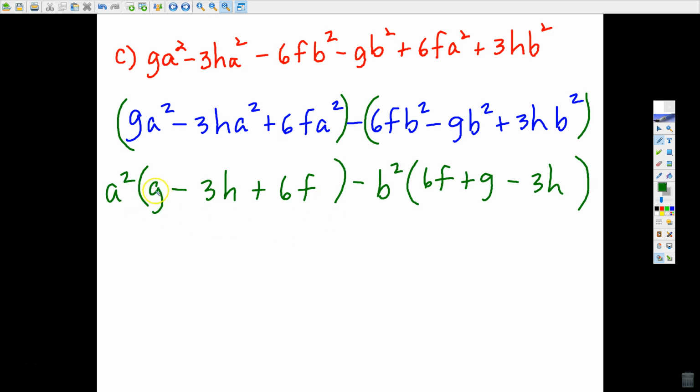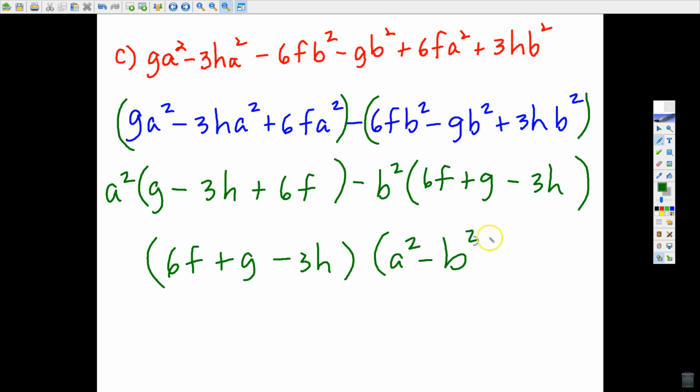Just double check your signs. Positive G, negative 3H, negative 3H, positive 6F, positive. So when I write my final answer, I'm going to put these alphabetically. That's the proper way to write polynomials like this that have different variables. So I'm going to put F, then G, and then H, and then I'm going to put my other 2 terms that were not previously in a group, now they are.